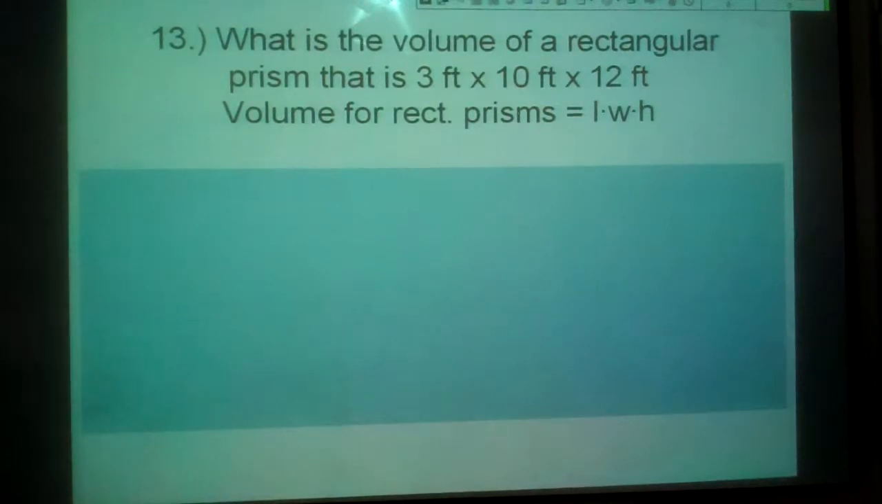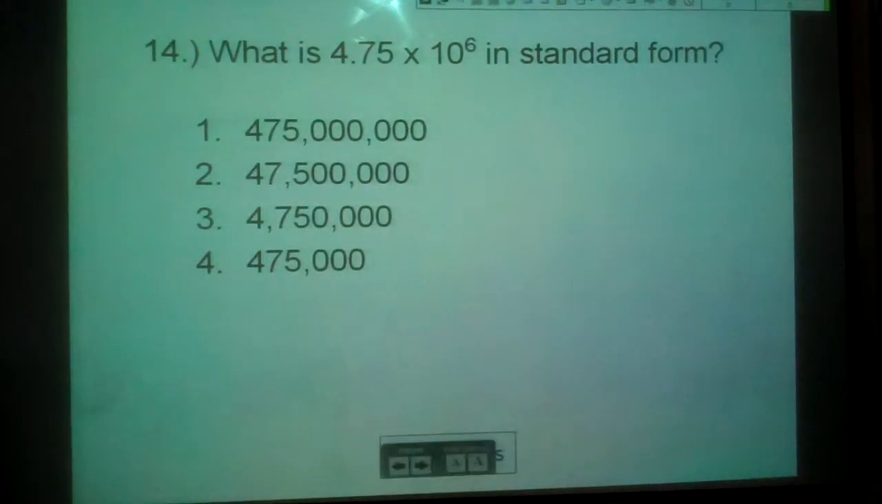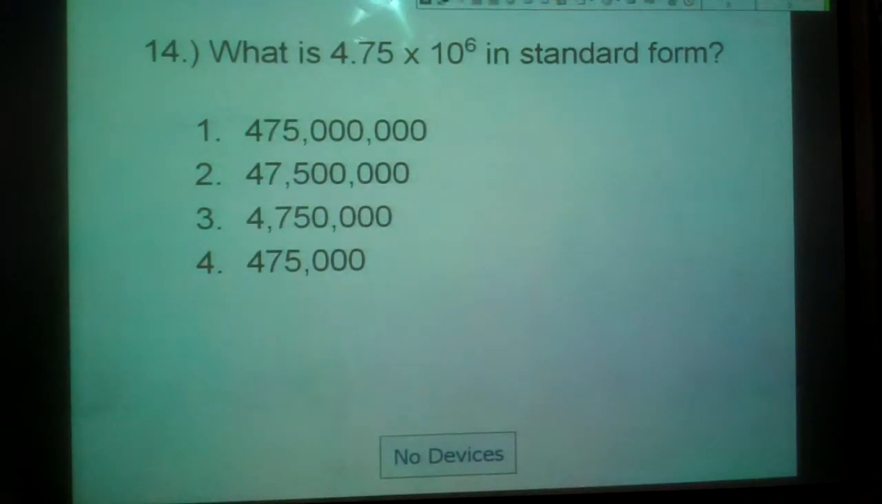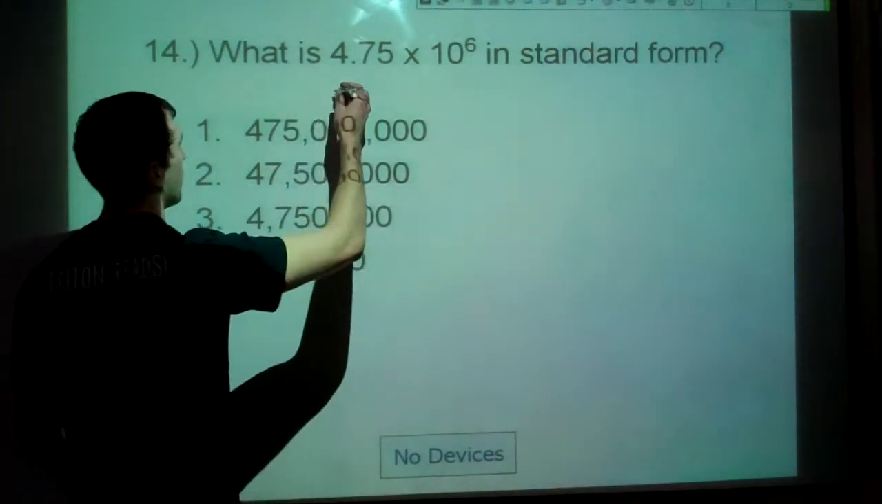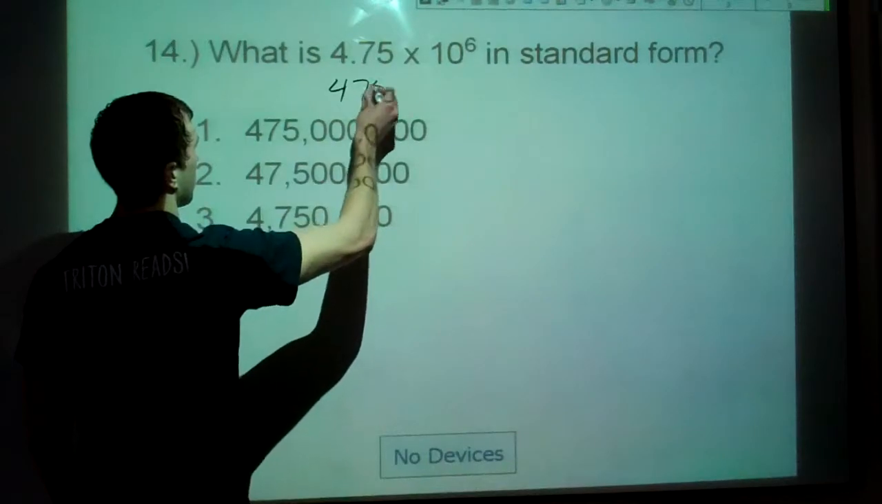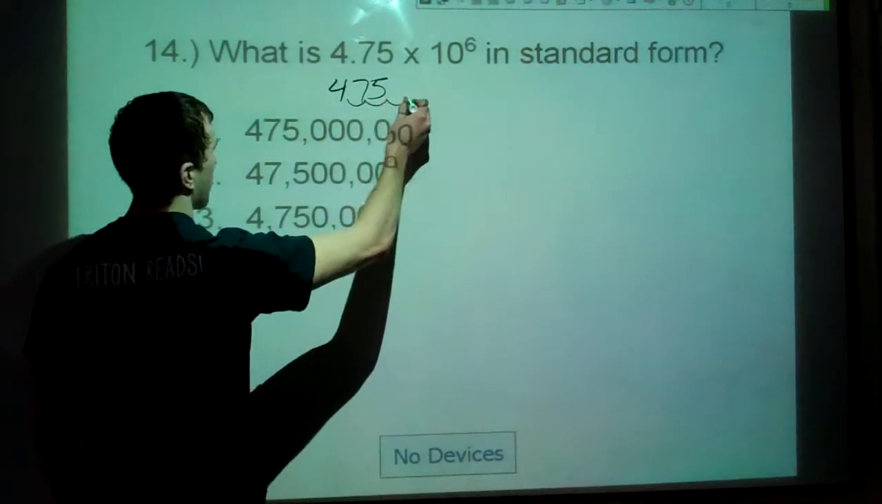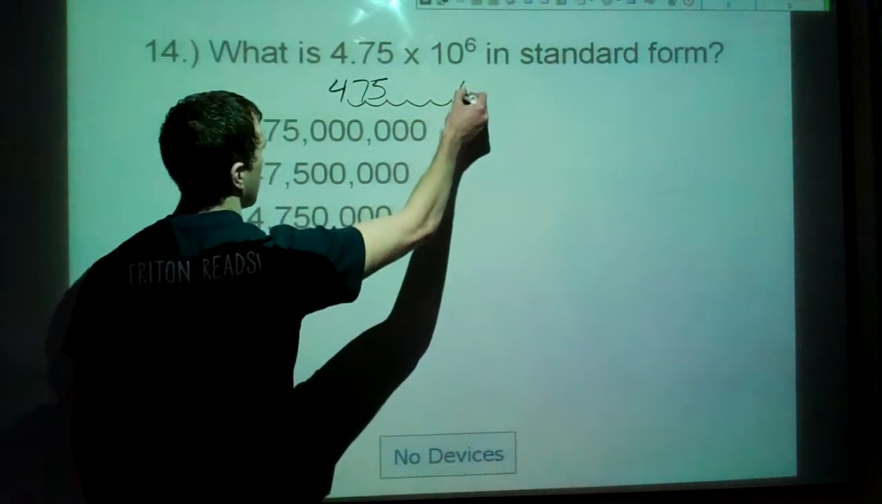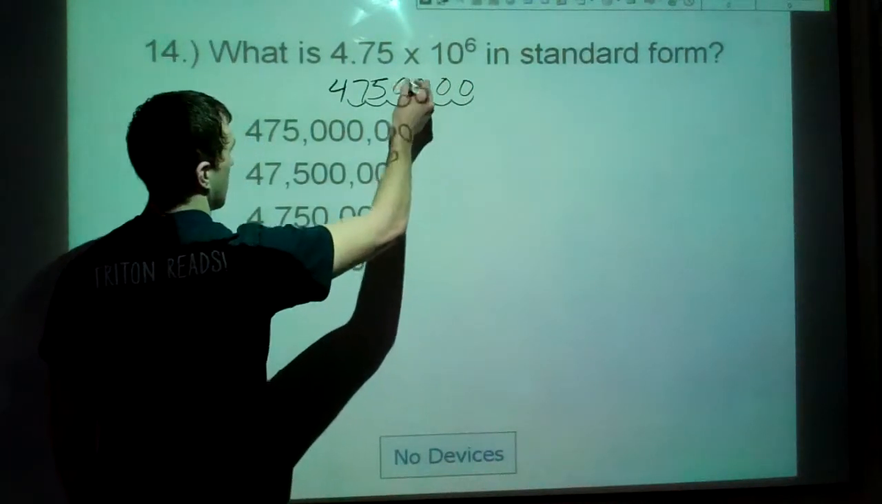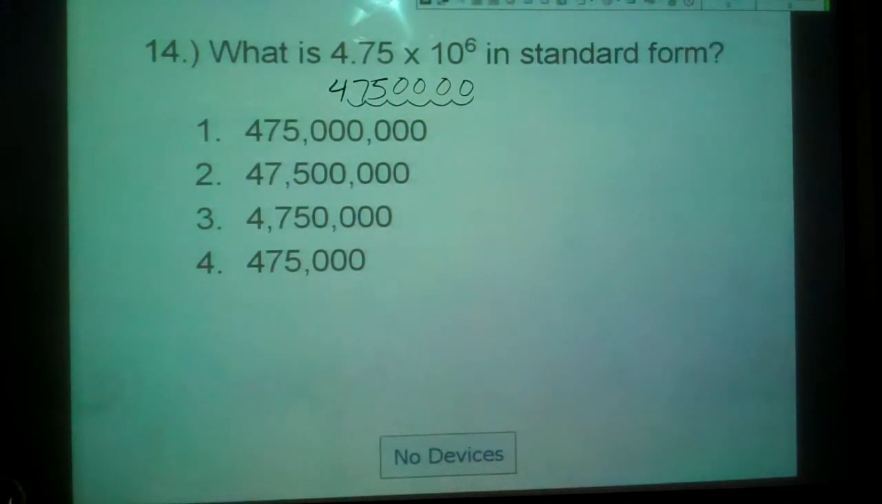14. What is 4.75 times 10 to the 6th in standard form? Alright, that means we're going to move our decimal 6 spots to the right. So 475, 1, 2, 3, 4, 5, 6. Fill these with zeros. And it should be the one that has 4 zeros, so number 3. Remember, the 6 does not mean 6 zeros, it means we move the decimal 6 spots. Okay? So it should be at number 3 right there.